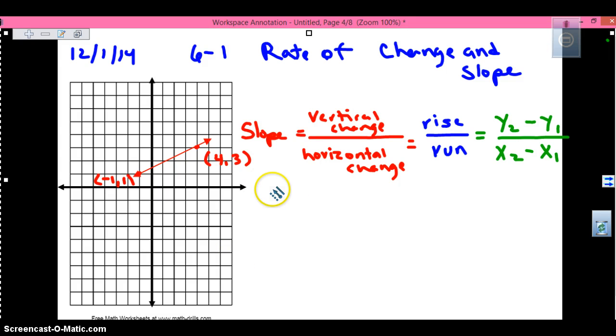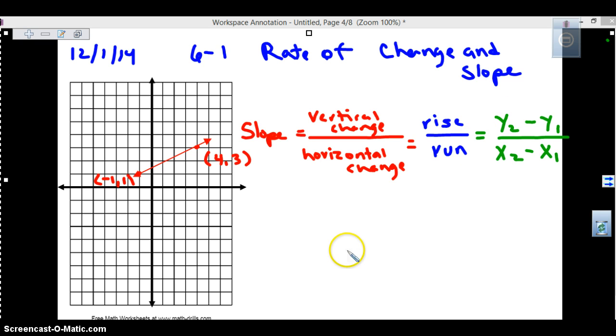Today we're talking about rate of change and slope. Slope is equal to the vertical change divided by the horizontal change. So the vertical change is the rise and the horizontal change is the run. We can see the graph of this line, and this line passes through ordered pair -1, 1 and ordered pair 4, 3.